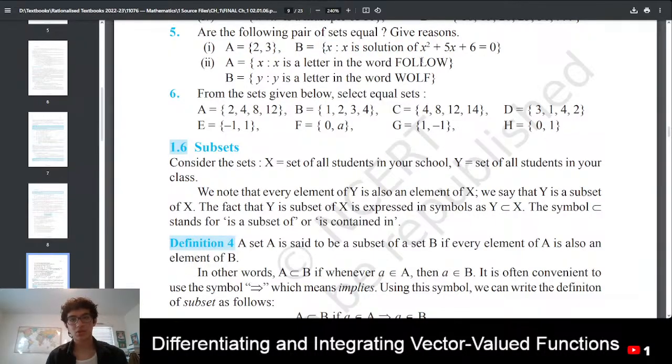X is a letter in the word follow. Yeah, so they have the same letters. This just has two L's and two O's, but this also has an L and an O. So these sets would be equal.